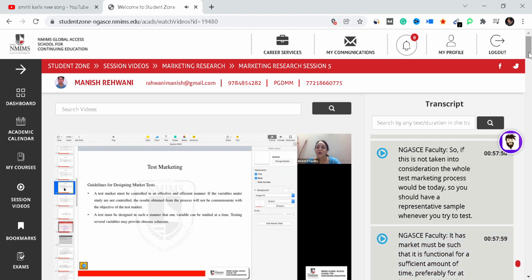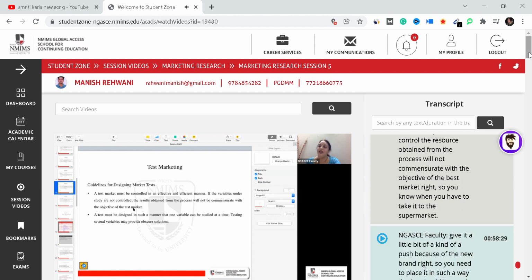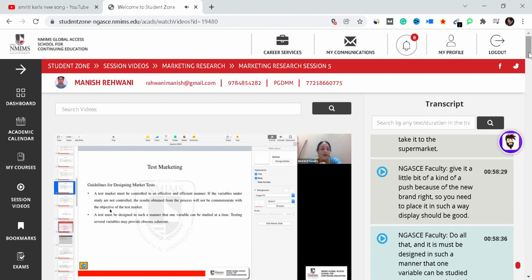A test market must be controlled in an effective and efficient manner. If the variables under study are not controlled, the results obtained from the process will not commensurate with the objective of the test market. So when you are putting it in a supermarket, give it a little bit of a push because it is a new brand. You need to place it in such a way that the display is good. And the test must be designed in such a manner that one variable can be studied at a time.